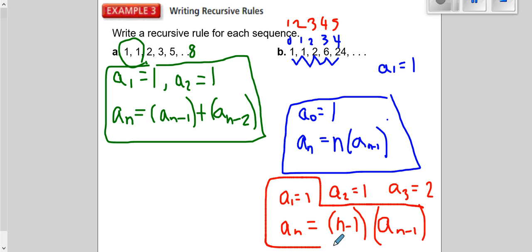So this is another possible answer. Big Ideas wanted this one, though. So they used an a sub 0 with that one. Made this the 0 term and then the first term. All right, and that's example 3.